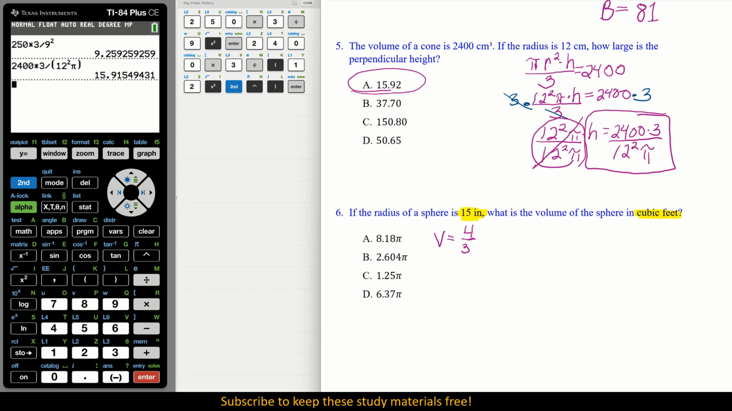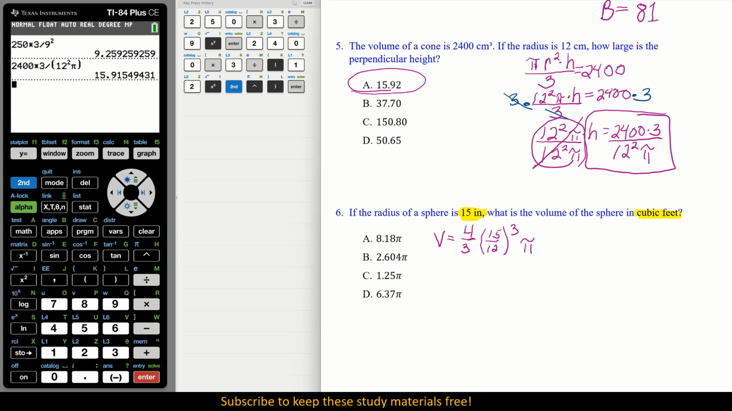Now, we have a radius of 15 inches. To get it into feet, we need to divide by 12. So we multiply by 15 divided by 12, and that's our new radius. And we put that up to the third power. And now we have our pi.